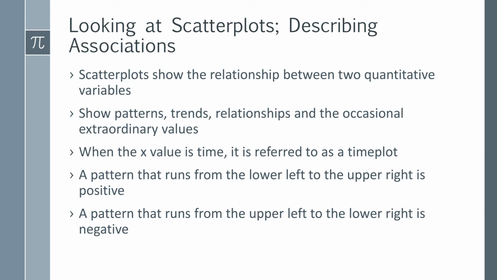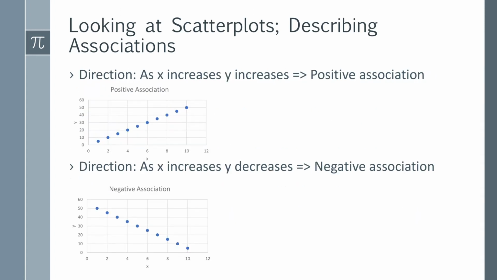Now, a pattern that runs from the lower left to the upper right is a positive relationship, and a pattern that runs from the upper left to the lower right is a negative relationship. So the top graph here shows a positive association. As x is increasing, y is increasing. The bottom graph shows a negative association. As x is increasing, y is decreasing.